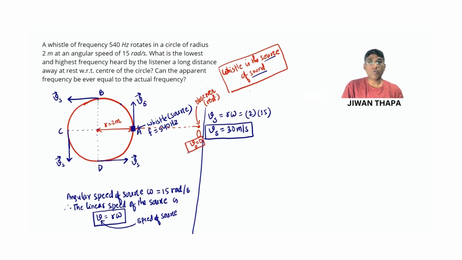So we are asked to find the lowest and highest frequency heard by the listener a long distance away at rest with respect to the center of the circle. I'm writing over here: speed of observer V naught equals 0. Now, we are asked to find the lowest, that is minimum, and the highest frequency. So let's understand in this way.